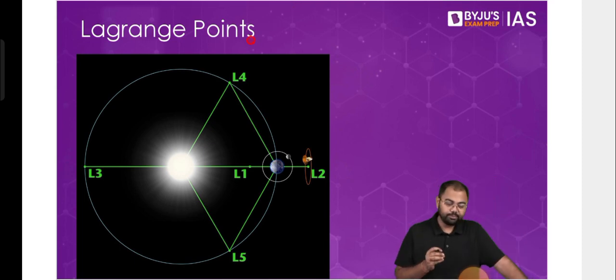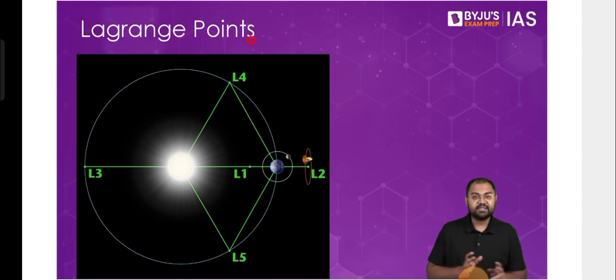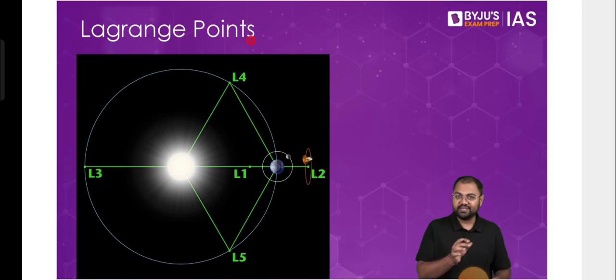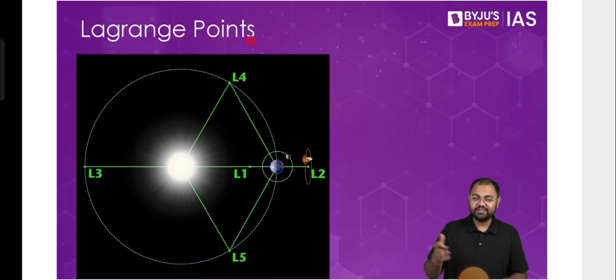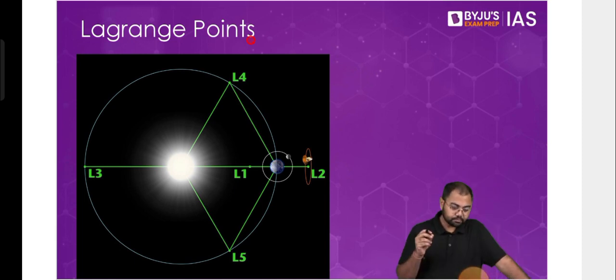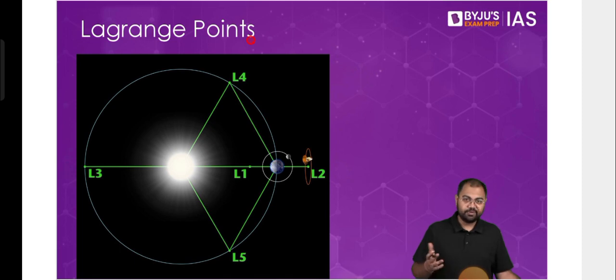Now, Lagrange points especially have become a very, very important topic. Why do they become an important topic? In the last 2-3 years, we have seen that they have constantly been in the news for one reason or another. First and foremost, for example, Aditya L1 is about to be launched on the 2nd of September. It's almost ready for launch, and Lagrange points will come in the news again because of that.